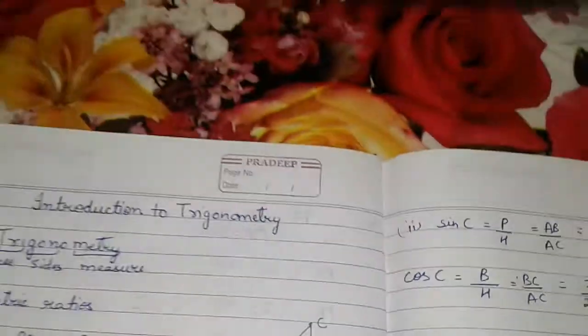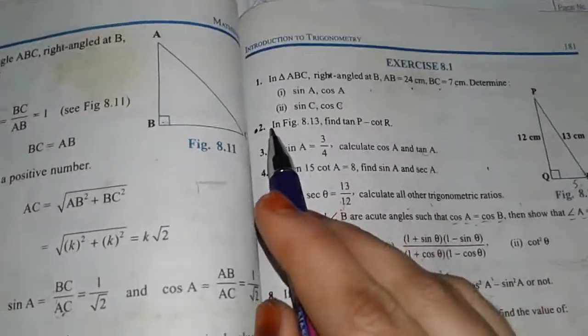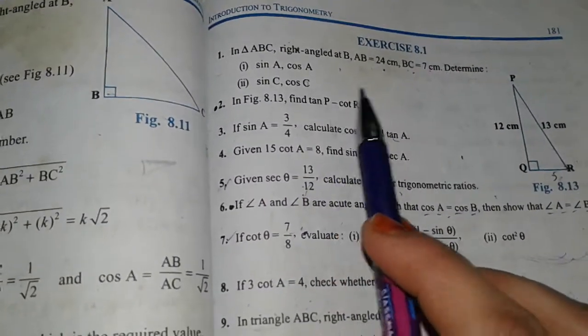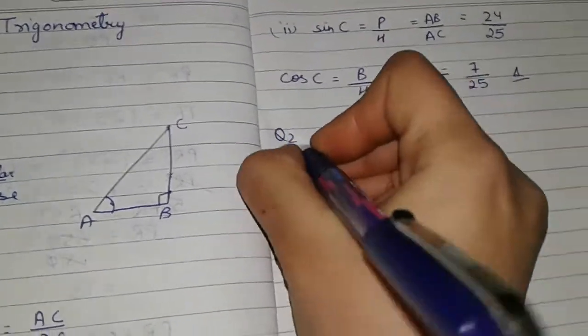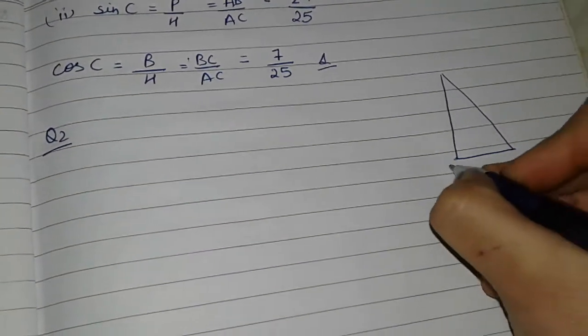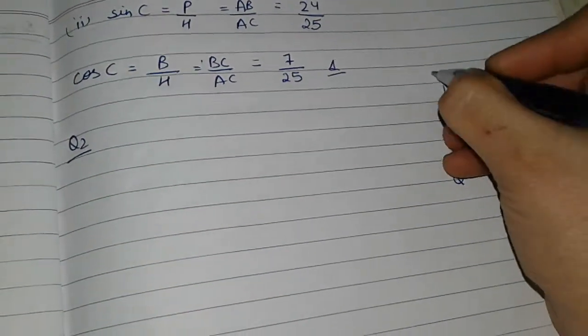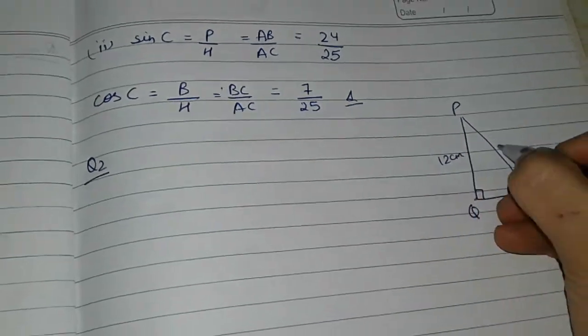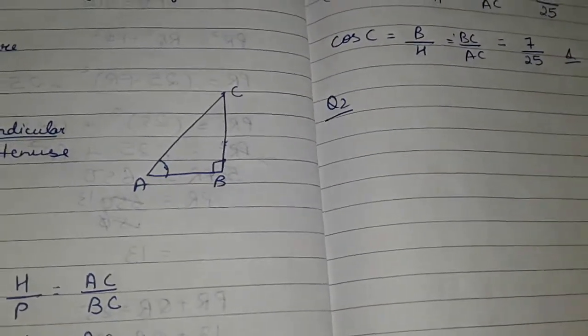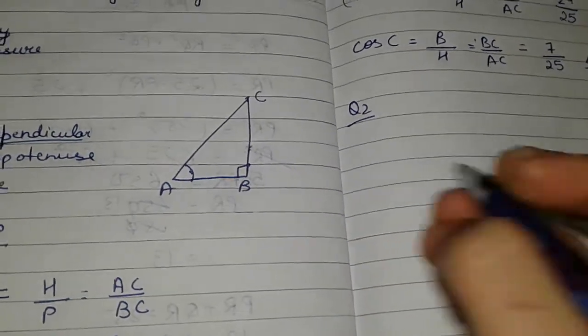Let's take the second question. In figure 8.13, this is the figure. Find tan P minus cot R. Let us draw the figure. It is QRP, with 12 centimeter and 13 centimeter. As it is a right angle triangle, I will calculate QR by using the Pythagoras theorem.